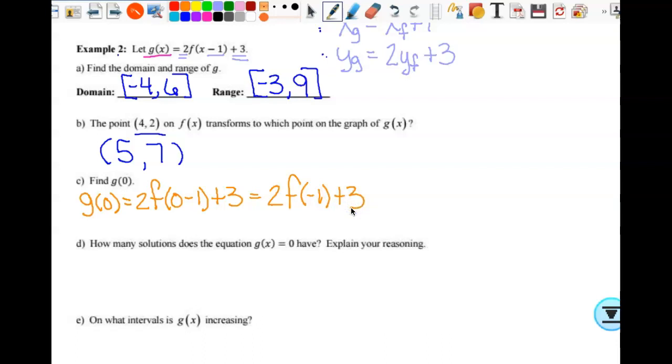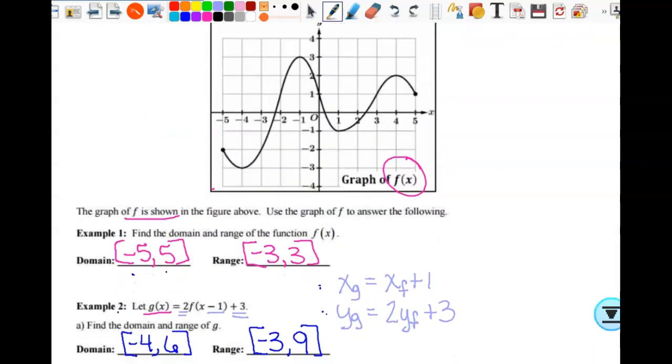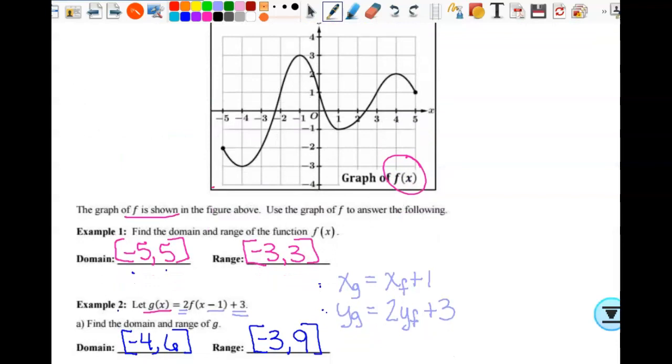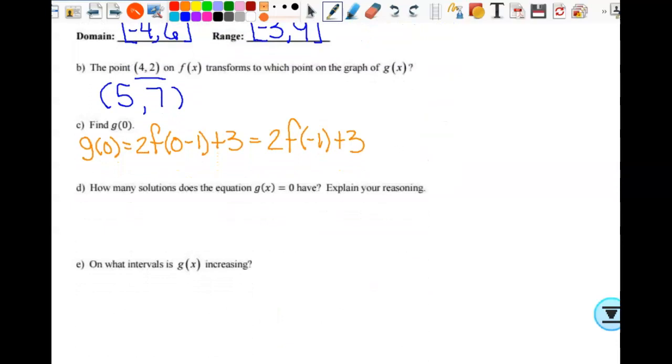How do I figure out what f of negative 1 is? Look at the graph. So I'm going to go up to the graph. F of negative 1. What is f of negative 1? 3. Come back down here. And this gives me 2 times 3 plus 3, which is 9. Okay. What questions you got?